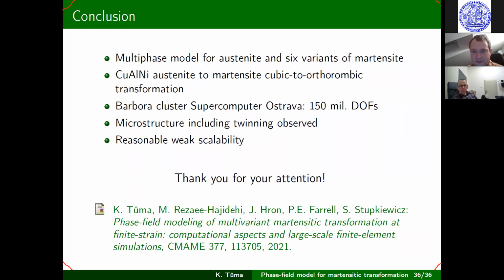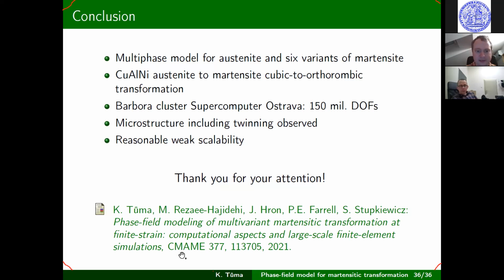So I will conclude. I showed you our model for martensitic transformation, specifically for copper, aluminum, nickel. I showed you some enhanced model with rate-independent dissipation that agrees quite well with the physical reality, and it can be observed in the experimental data. However, such implementation is not tractable for large-scale simulations. After modification of the model, we are able to implement it and compute very large problems at the supercomputer in Ostrava. And we showed a reasonable weak scalability. So the paper is already published.